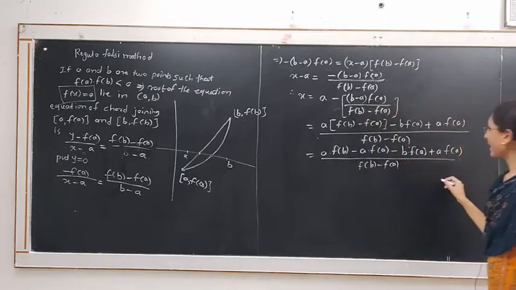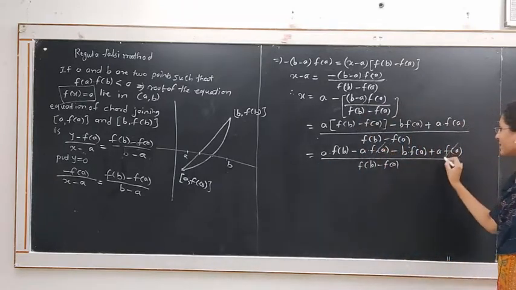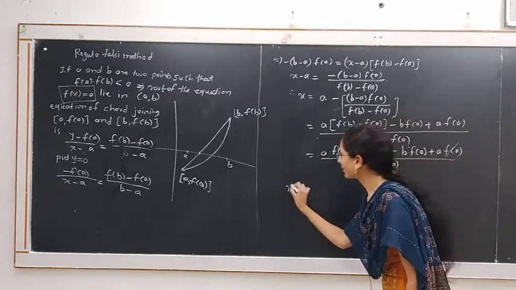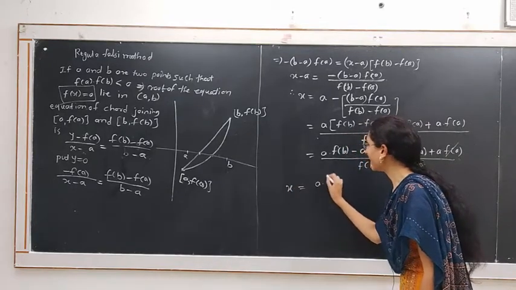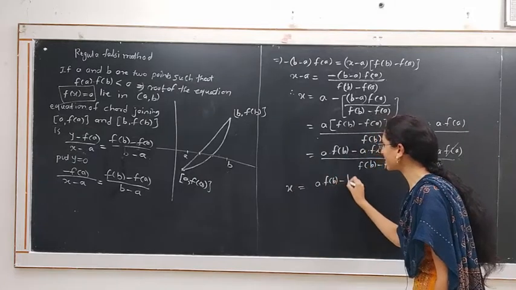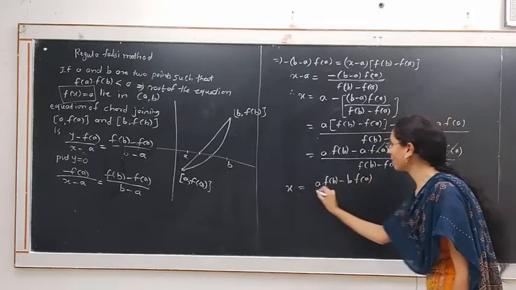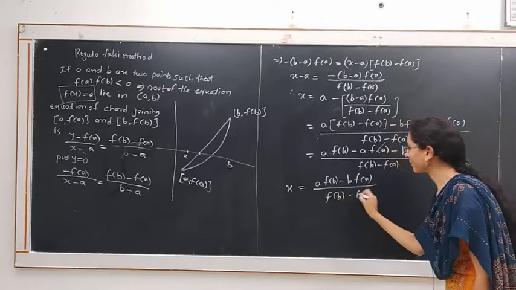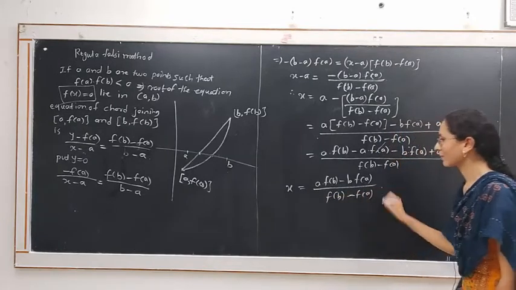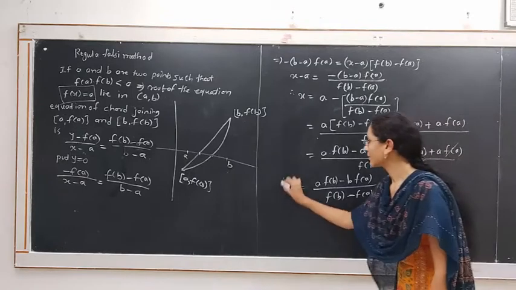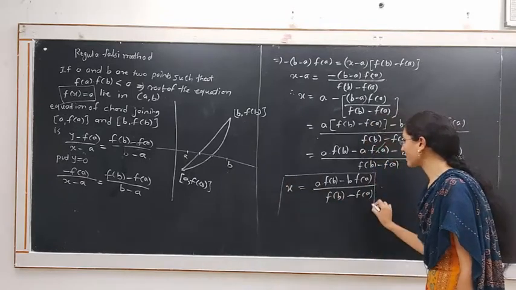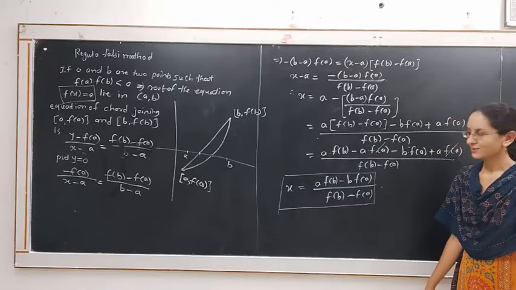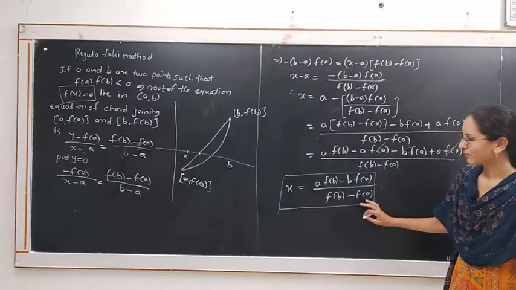The a into f of a with negative sign cancels with a into f of a, and we have the formula for x as a into f of b minus b into f of a upon f of b minus f of a. Okay, this is the formula for x. In regula falsi method, we find the value of x by this formula.